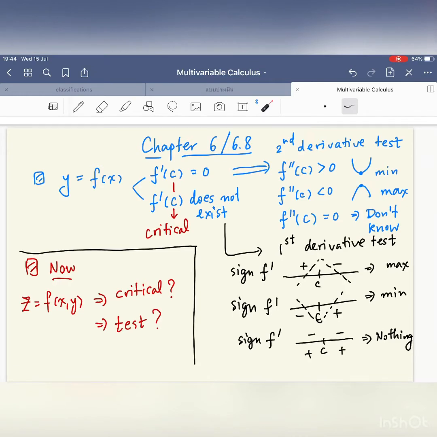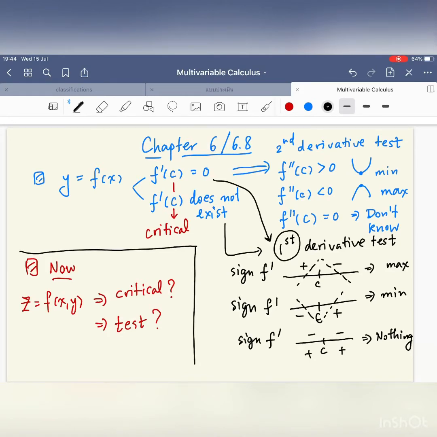However, if your critical value is one where f prime does not exist, then you have no choice but to use the so-called first derivative test, by looking at the sign of your f prime. Either you will have a maximum or minimum, or this one will give you nothing. Of course, for the other case you can use the first derivative test as well. So the first derivative test always gives you something.